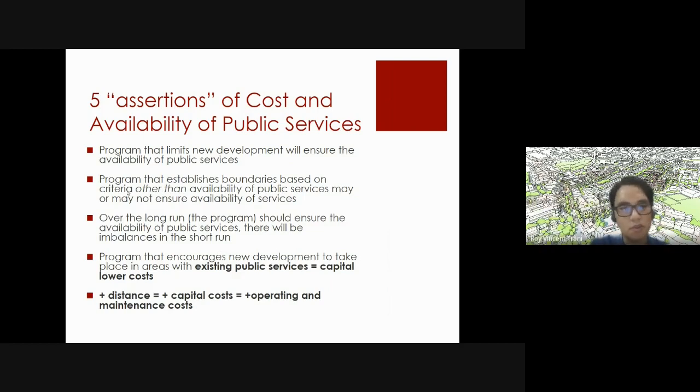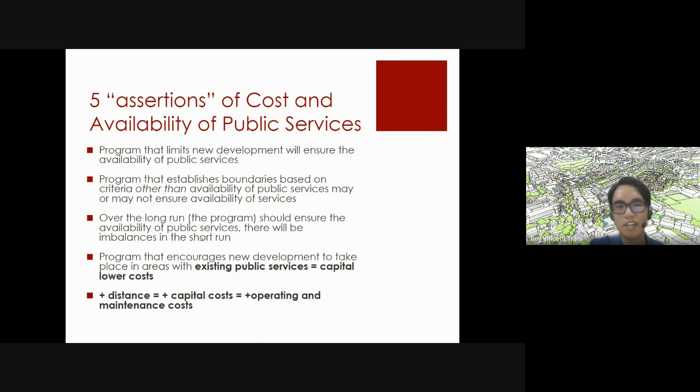And number two, a program or policy that establishes boundaries based on criteria other than the availability of public services may or may not ensure availability of services. So it's basically the opposite of the first one. The second one just says that if you don't put a limit on development, then there's a chance that development will have problems getting water, electricity, and internet or telecommunication services.